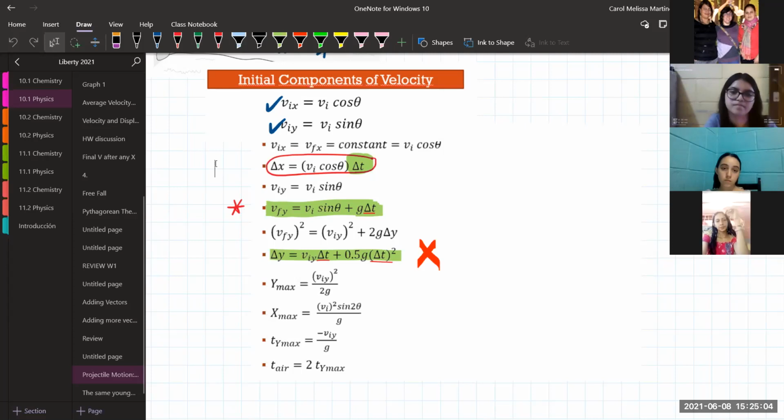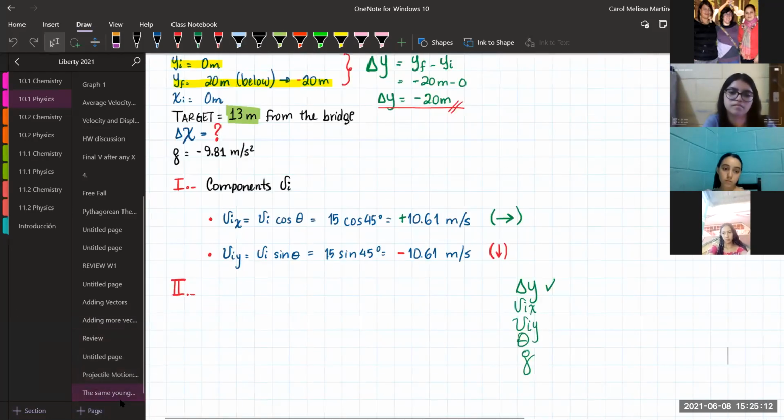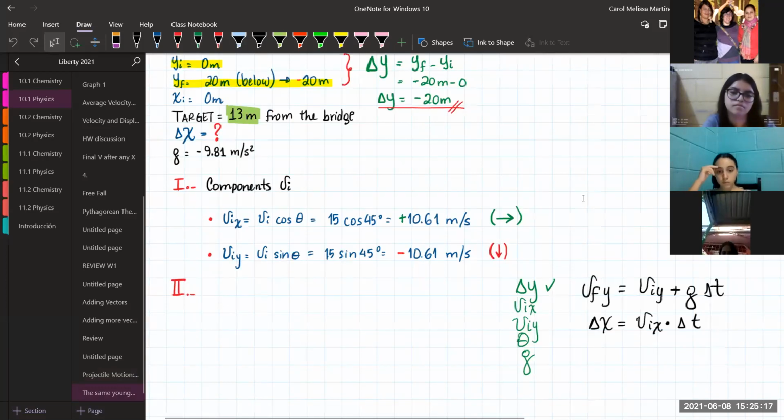Okay, I'm writing the other formula too. So these are the two equations that I can use, okay? I want to know the time. I can get it from here. Let's see if I can use it now.